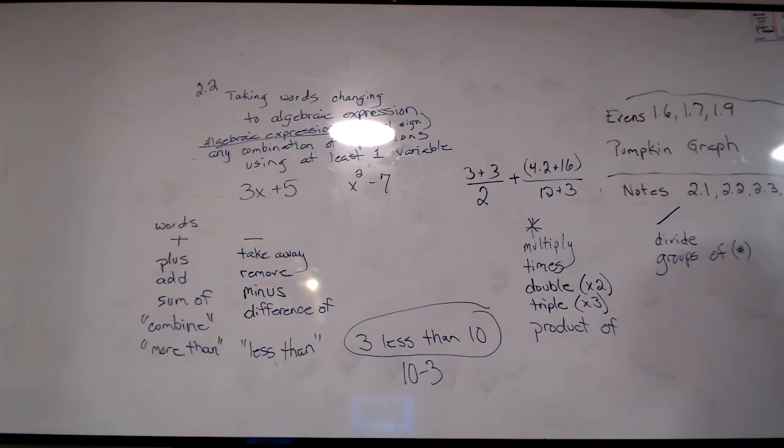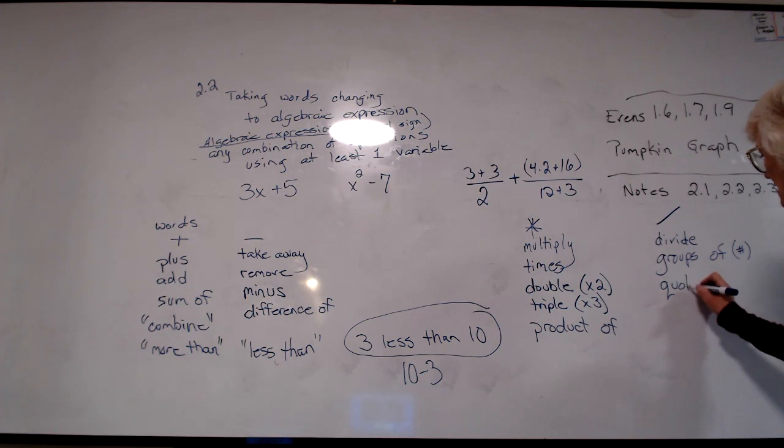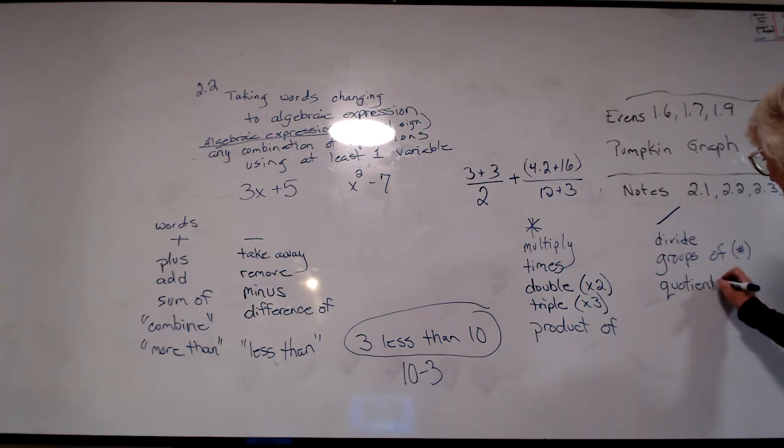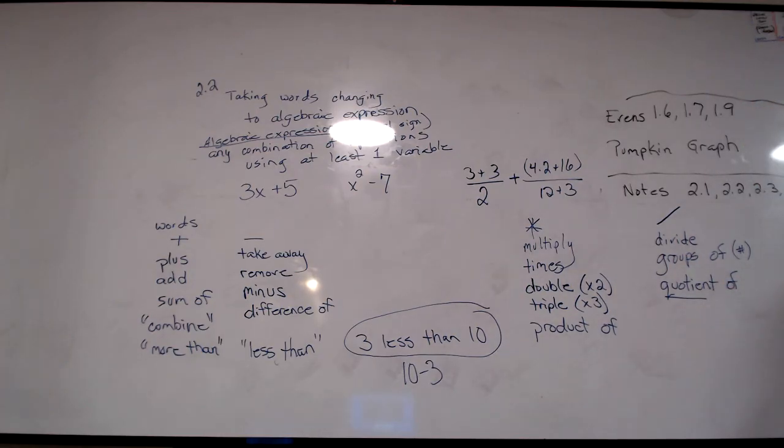How many groups of 3 can we get? That's divided. How many groups of 3? You're putting them into groups. That's what division is all about. It's dividing them into groups. The other one, I'll guarantee you, nobody says this, but that is the answer to a division problem, the quotient.